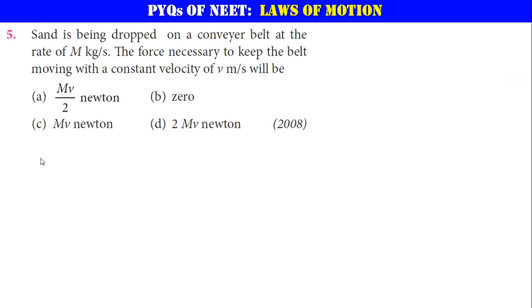Alright, next. A sand is being dropped on a conveyor belt at the rate of m kg per second.